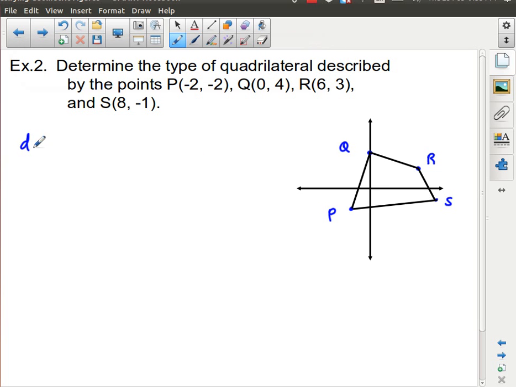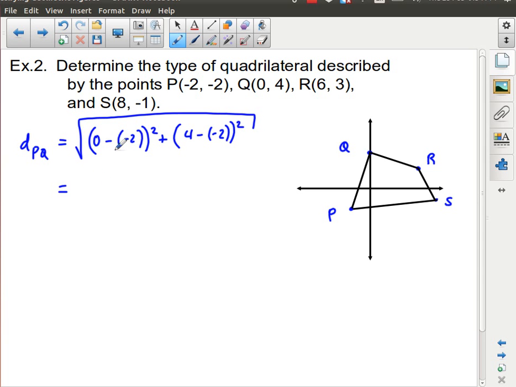So the distance between PQ, let's start with, again in alphabetical order. I subtract the x-coordinates, x2 minus x1, which is 0 minus -2, and then I have to square that whole thing, plus subtract the y-coordinates. We're doing PQ, so it's 4 minus -2, and square that. 0 minus -2 is +2, and +2 squared is equal to 4. I'm going to skip one step there. 4 minus -2 is 4 plus 2 is 6, and 6 squared is 36. And so I end up with the square root of 40.